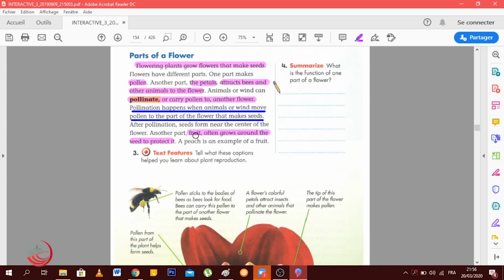Example is a peach. So when you want to eat a peach and you split it in half, you find the seed inside, in the center. The same thing for apple. If you split an apple, you find the seeds inside. The same thing for oranges, apricots, pears, and all other kinds of fruits. Okay, so when the fruit is growing, it's growing from the seed and it's growing around the seed to protect it. Okay, very good.